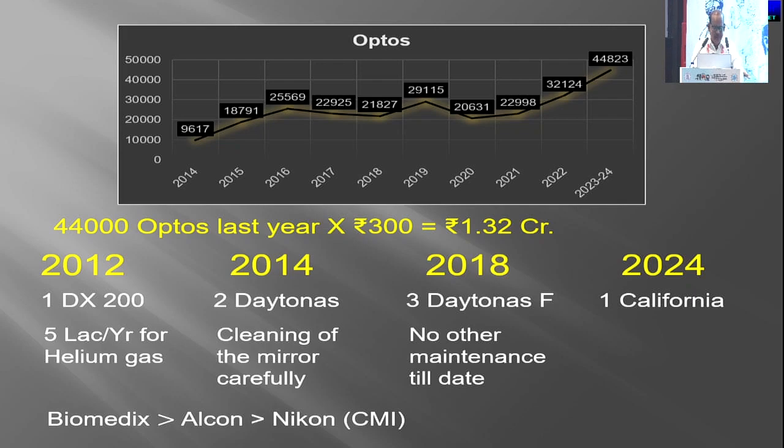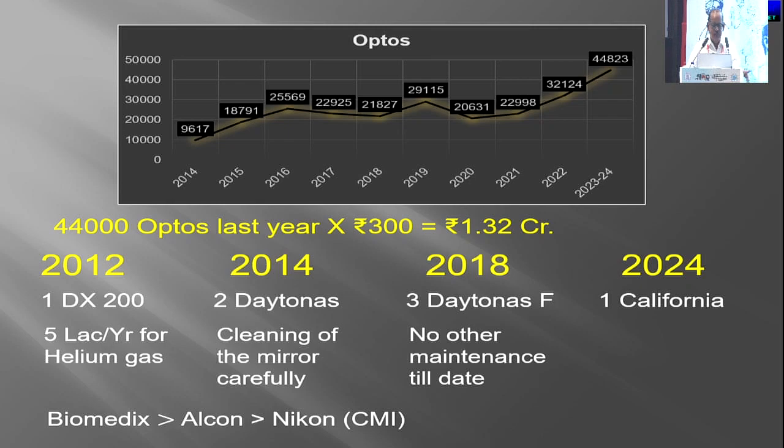That required helium gas, but now with the Daytonas coming in, we acquired 2 machines in 2014, then 3 Daytonas in 2018, and now very recently we bought a California for the angiography part. So essentially, as our 500 patient centers went on increasing, we kept on buying an Optos, allowing the retina specialists not to bend their backs and have back problems. So that was the whole idea.